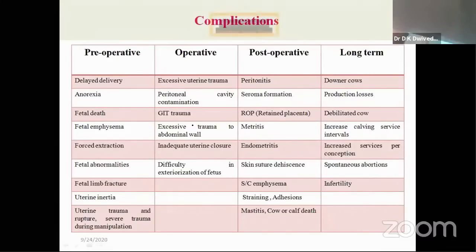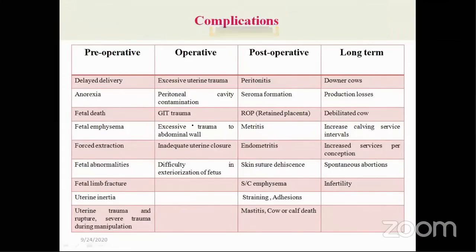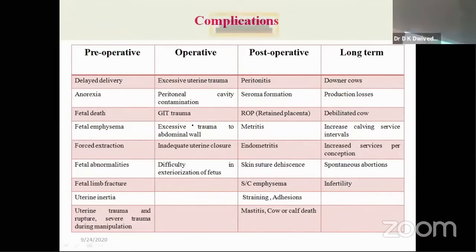So pre-operative complications are delayed delivery, anorexia, fetal death, fetal emphysema, forced extraction, fetal abnormality, fetal limb fracture, uterine inertia, and uterine trauma, rupture, severe trauma during the manipulation. And during the intraoperative period, you may notice excessive uterine trauma. So these are some basic principles you have to follow. You have to gently handle all the important tissues or organs during the surgical procedure. If you are not following the basic surgical principles, there may be excessive uterine trauma, and all these conditions may lead to severe adhesion formation.